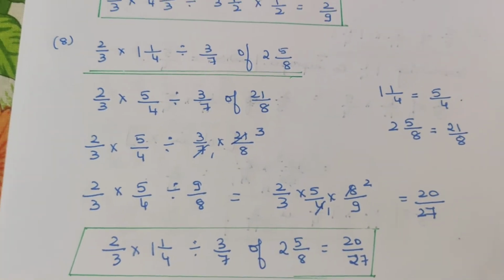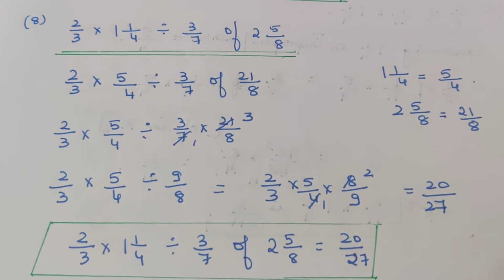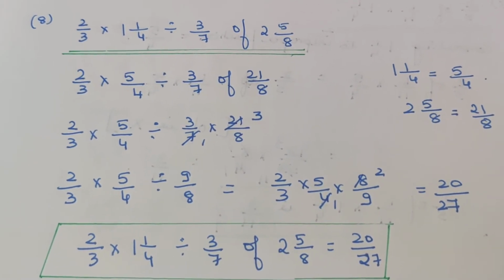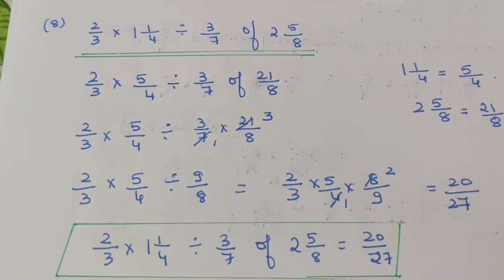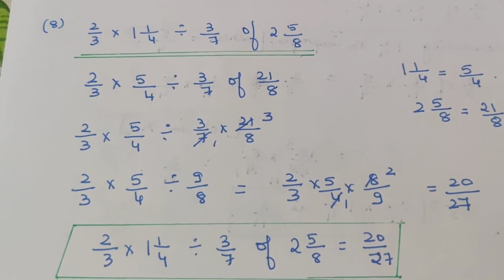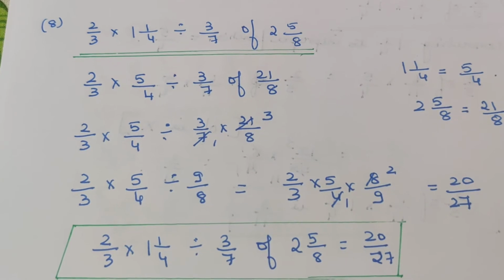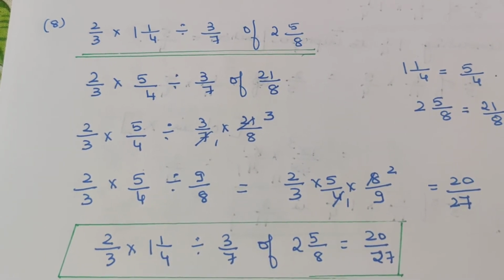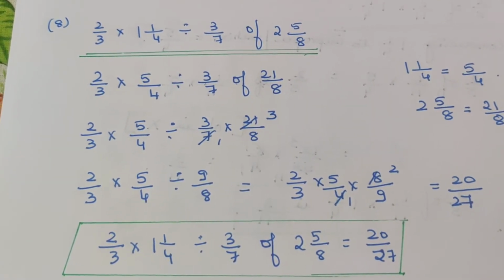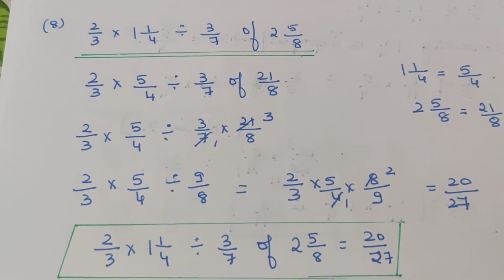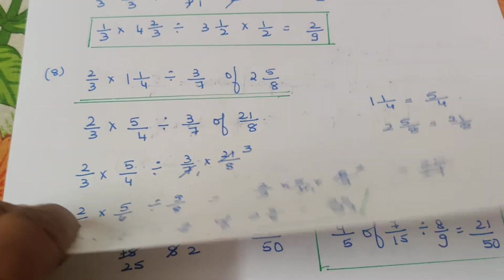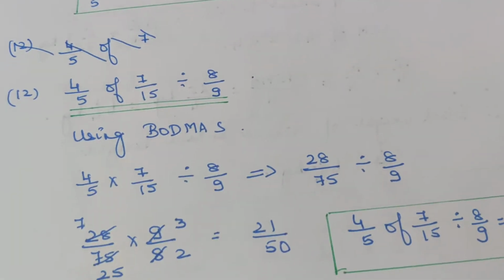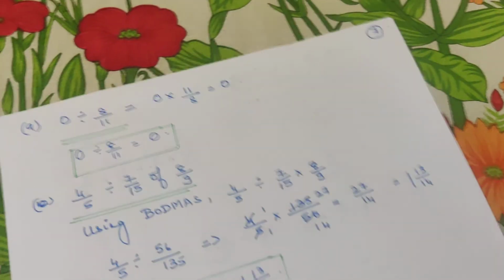Now, using BODMAS, next is division. It becomes 2/3 × 5/4 × 8/9. On simplification, you get 20/27. Therefore, 2/3 × 1 1/4 ÷ 3/7 of 2 5/8 is equal to 20/27. Hope this is clear. Let's move on to the next sum.